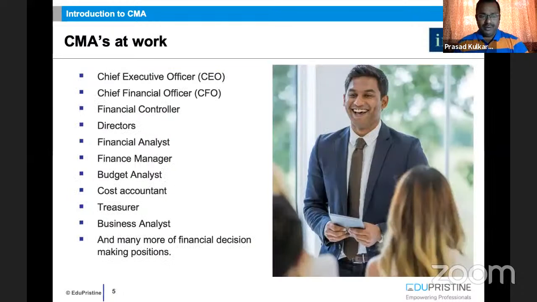What are the various positions that are available? Right from the chief executive officer to a fresher, anything and everything that fits between these 2 positions would be a CMA.